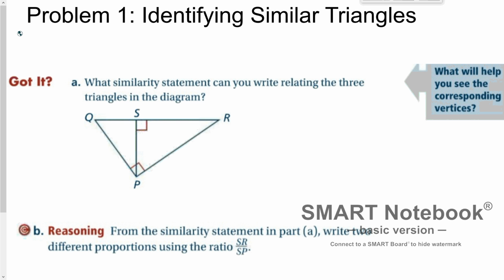So here's your QPR. Redraw these, and then because we have an altitude, I can use that theorem. So separate those and write your similarity statements. Redraw that. I would always go off the right angle. And then think about this question from the similarity statement in the first part that you do. Write two different proportions using SR over SP. So SR would be the distance from here to here, and SP would be here. So how can you write two different ones using those same numbers?